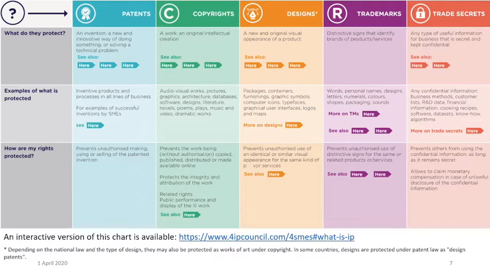services. Finally, the trade secrets. Trade secrets protect any type of useful information for business that is secret and kept confidential. It is the least expensive, as you will see on the next slide, and any confidential information, business methods, customer list, R&D data, etc., could be protected through trade secrets. And it will prevent others from using the confidential information as long as it remains a secret.